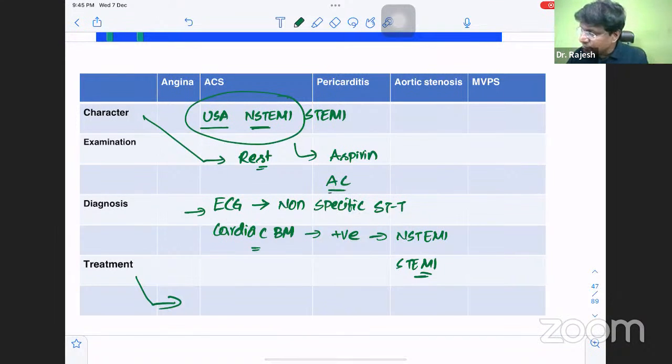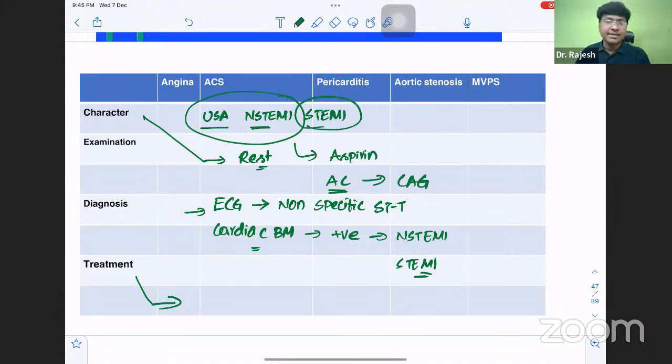What we give is an anticoagulant, either low molecular weight heparin, or you can give fondaparinux in case of unstable angina and non-ST segment elevation MI. For the chest pain, we give either nitrates or morphine, right? And then you need to do a coronary angiogram. If the coronary angiogram shows blockage of more than 70%, then you need to place a stent.